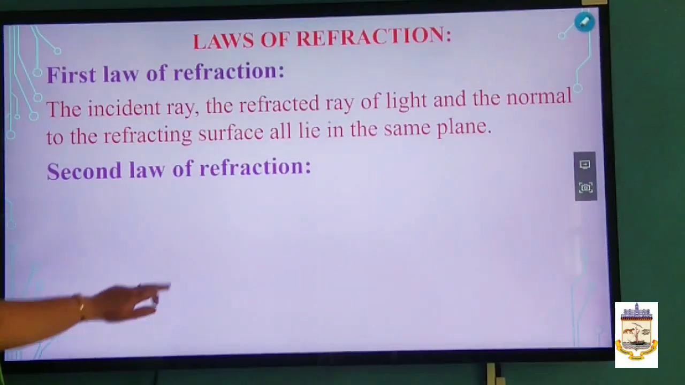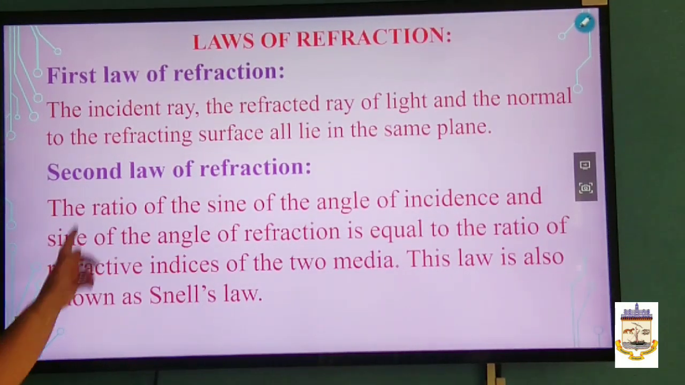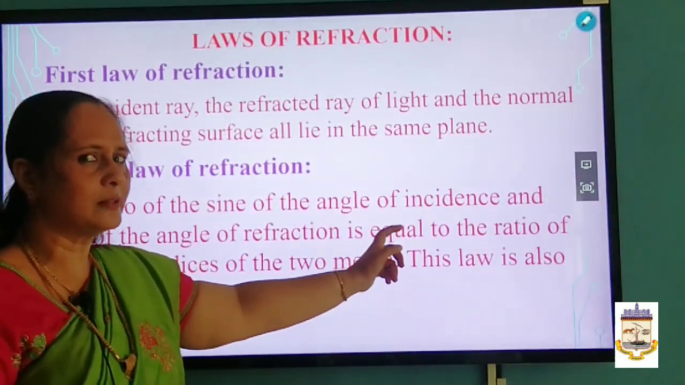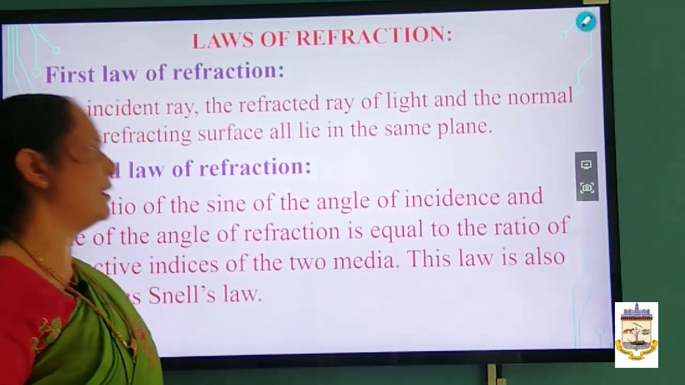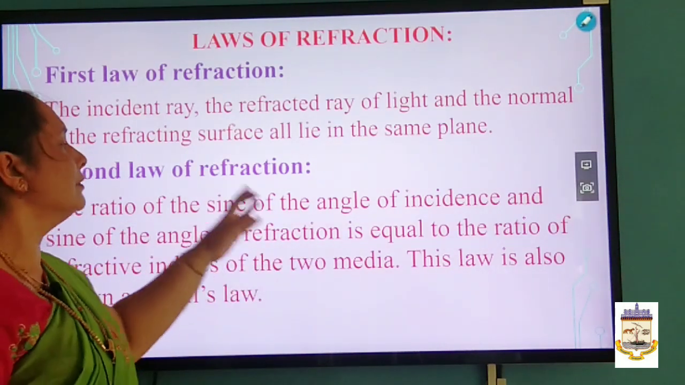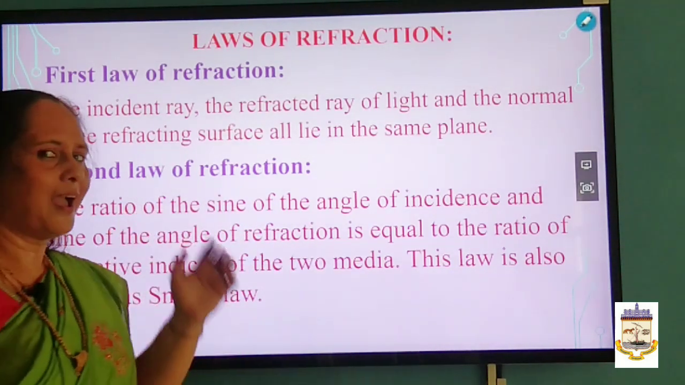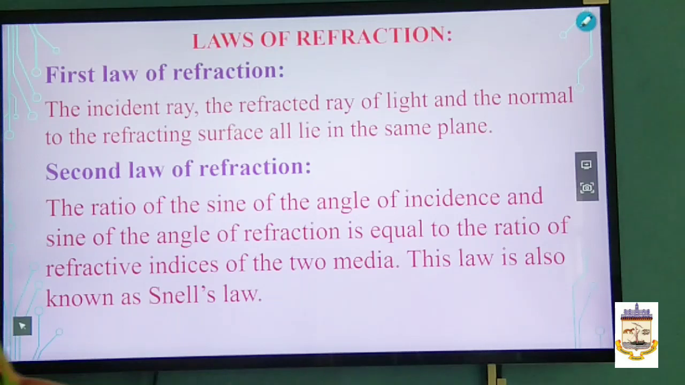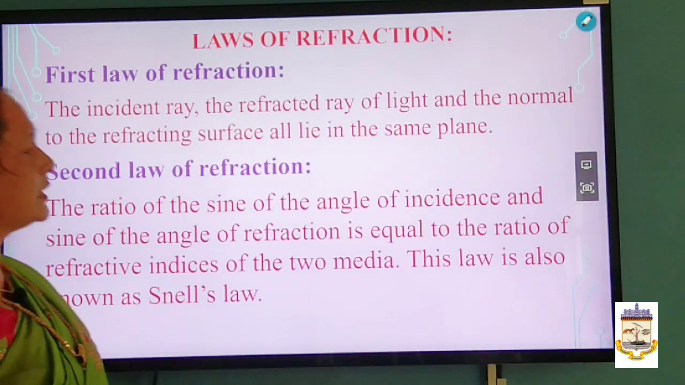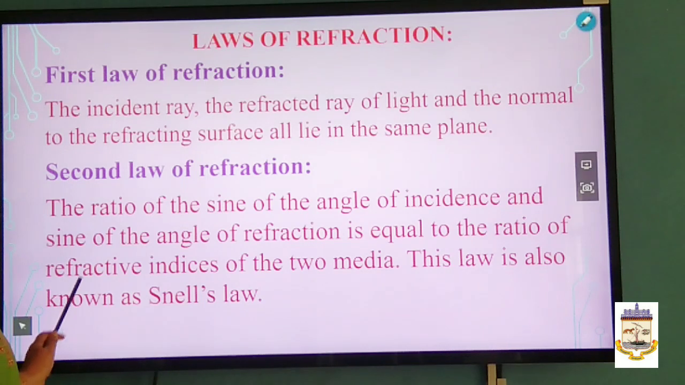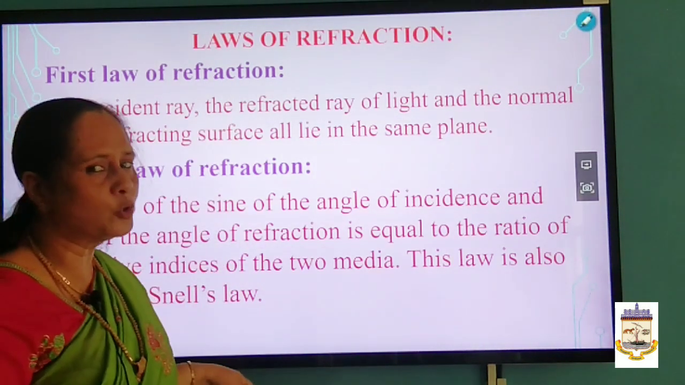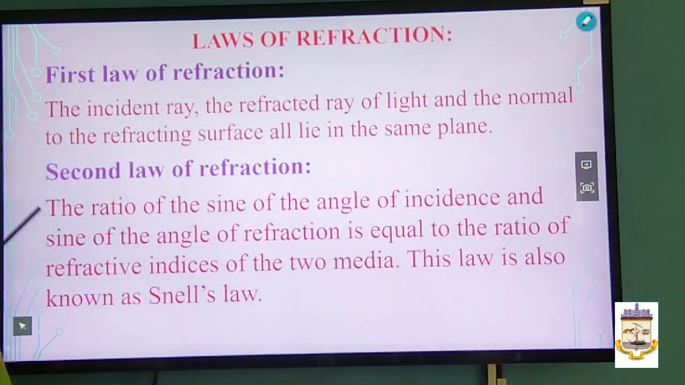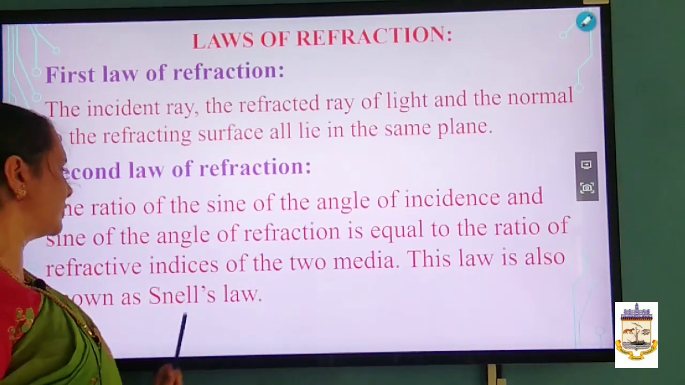The second law of refraction: the ratio of the sine of the angle of incidence, which is the angle between the incident ray and the normal, and the sine of the angle of refraction, which is the angle between the refracted ray and the normal, is equal to the ratio of the refractive indices of the two media. We have taken two media, air and water. This is otherwise called Snell's law.